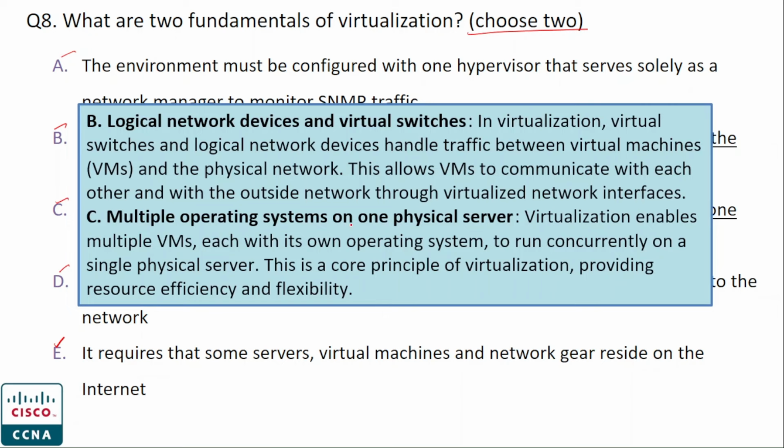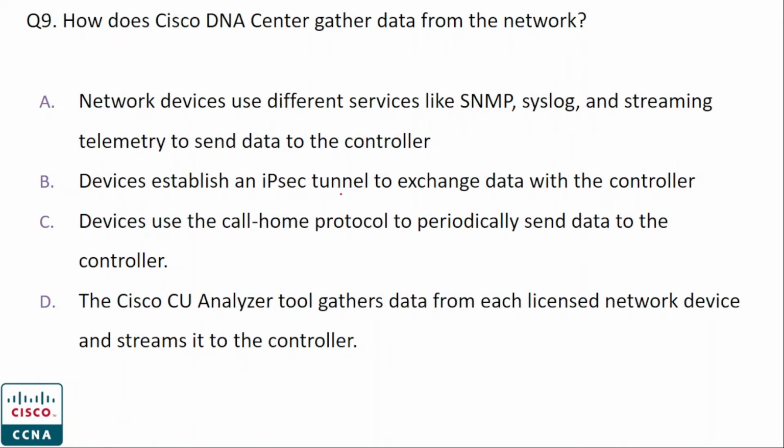Multiple operating systems on one physical server. Virtualization enables multiple VMs, each with its own operating system, to run concurrently on a single physical server. This is a core principle of virtualization, providing resource efficiency and flexibility. So these are the core principles of virtualization.